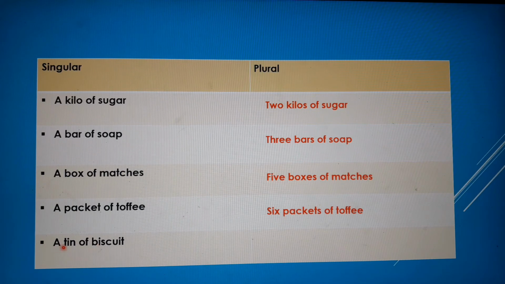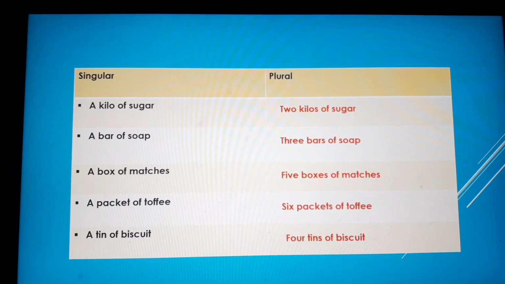Next one. A tin of biscuit. Yes, 4 tins of biscuit. So 4 tins of biscuit. Okay friends, let's go to the next slide.